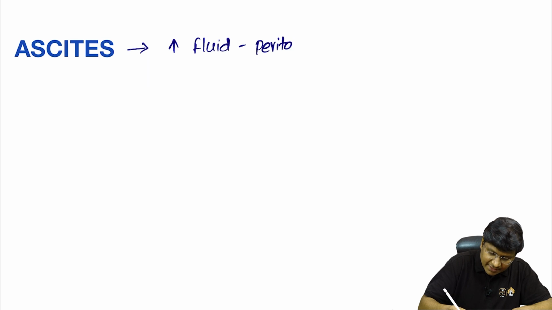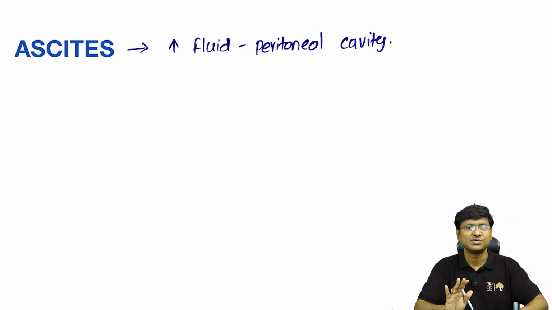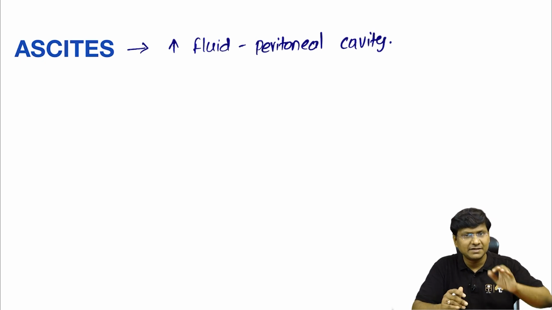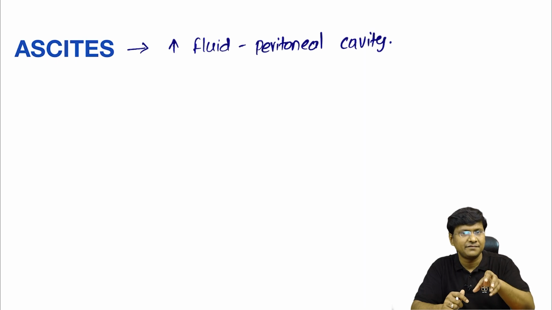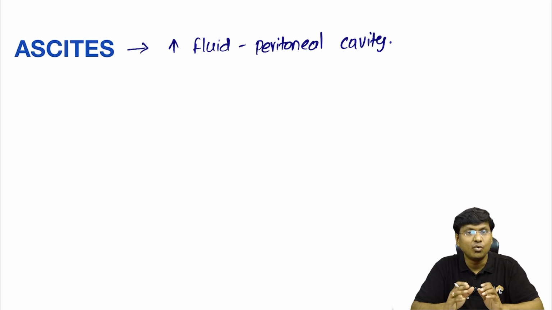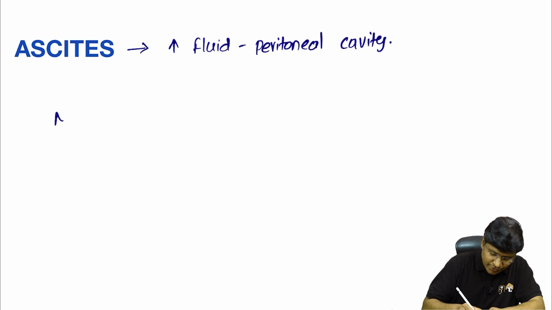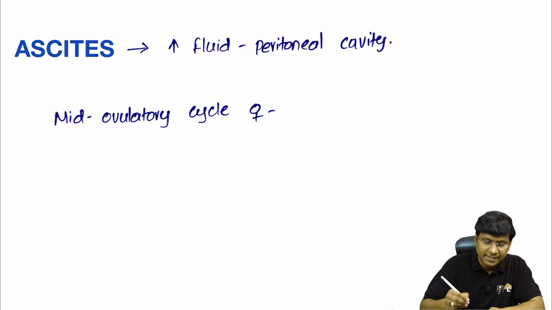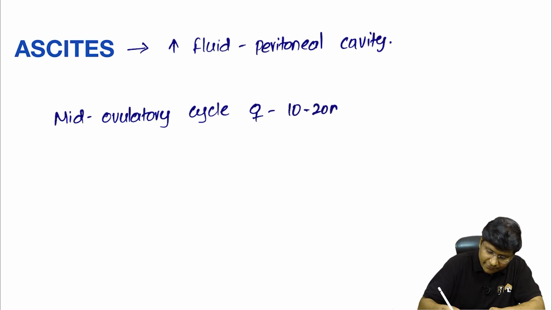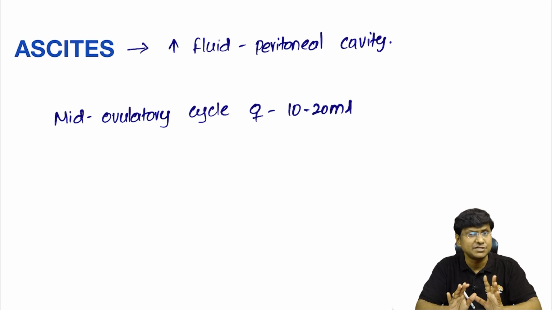And normally in the peritoneal cavity, do you have the presence of any fluid? No, right? In the peritoneal cavity, you don't have the presence of any fluid, either in males or females. The physiological fluid that can appear in the female is during the mid-ovulatory cycle, okay? During the mid-ovulatory cycle in females, there can be around 10 to 20 ml of fluid within the peritoneal cavity, which is normal, okay?